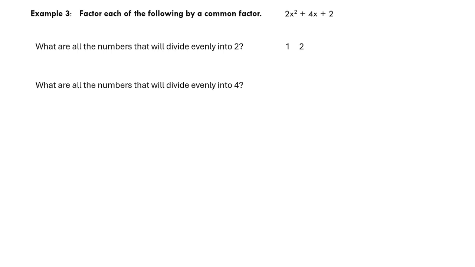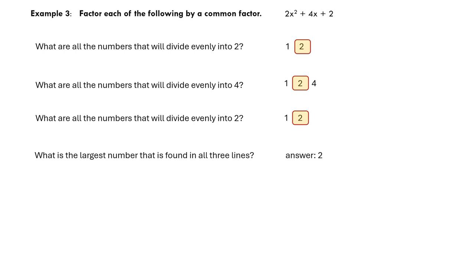Our next example, 2x squared plus 4x plus 2. We'll list all the numbers that can factor evenly into 2. Those just happen to be 1 and 2. All the numbers that will divide evenly into 4 are 1, 2, and 4. And again, all the numbers that will divide evenly into 2 are 1 and 2. The largest number that's common to all three lists is 2. So our greatest common factor is 2.